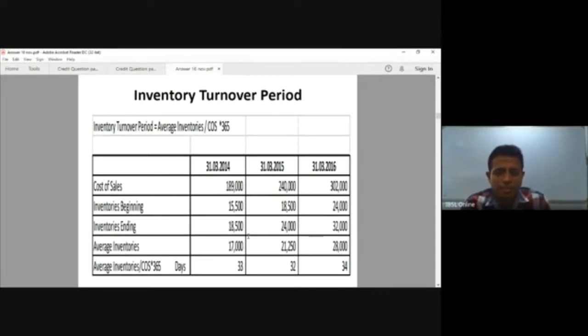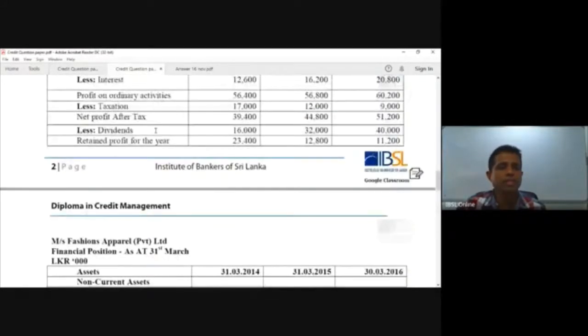Now here, the question is inventory turnover period, right? What is the formula? You have to take the average inventory, divided by cost of sales, into 100. Why did we take the average inventory? Because cost of sales is from the income statement, and inventory is from the balance sheet, right? In that case, we have to take the balance sheet figure as an average. Average inventory and the cost of sales. First, we will take the cost of sales. Go to your question, in the income statement.